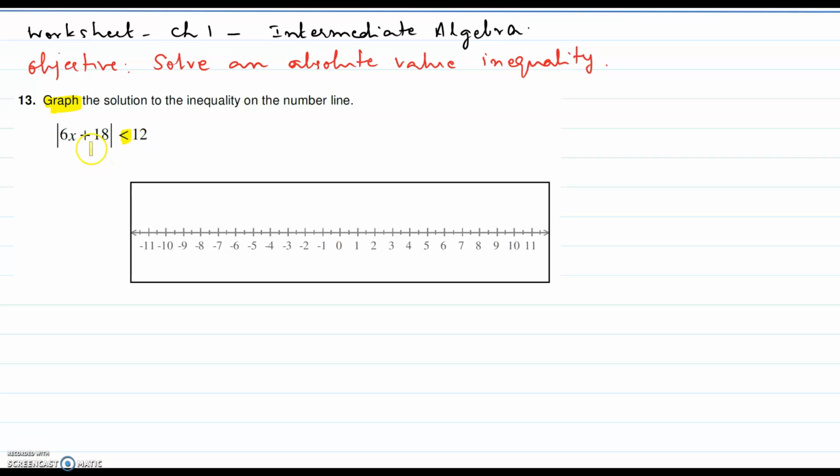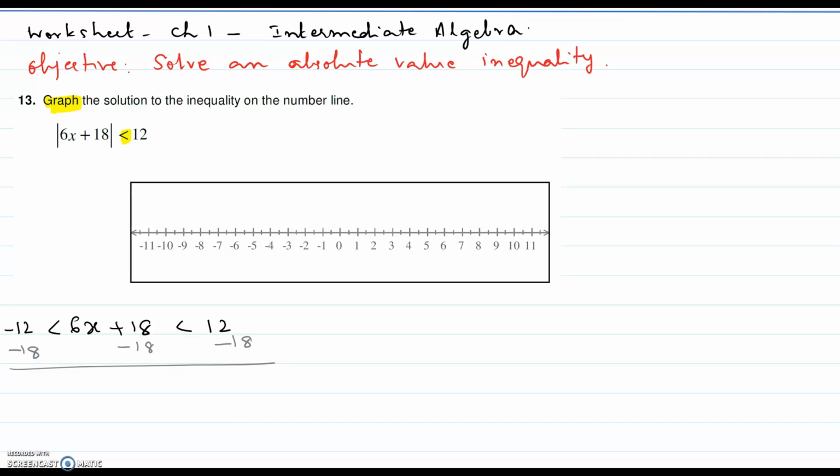Anytime you solve an absolute value inequality with the less than symbol, the way to remove the absolute value sign is to keep 6x plus 18, put the positive 12 on the right side of the inequality, and change the sign and put it on the left side. So it means 6x plus 18 lies between negative 12 and positive 12. Now we have to solve for x. X lies in the middle, so we have to subtract 18 on all sides.